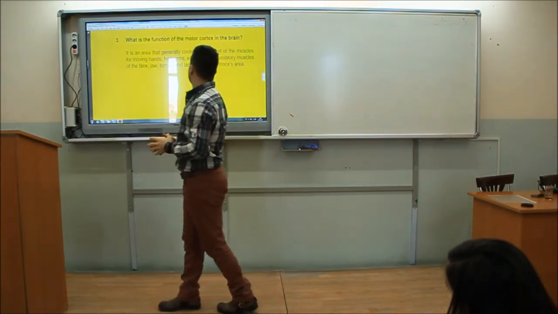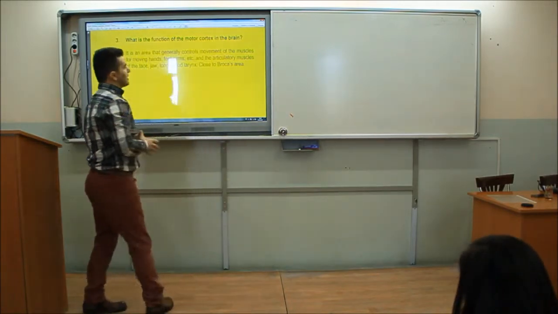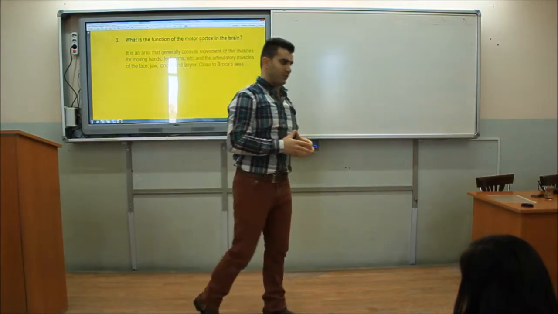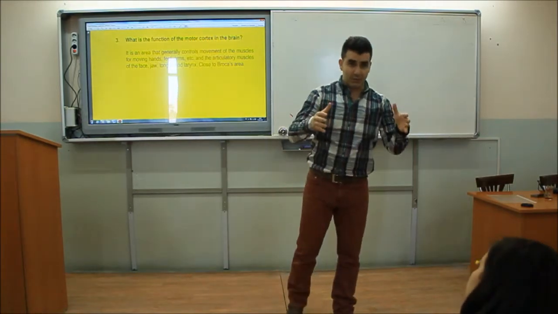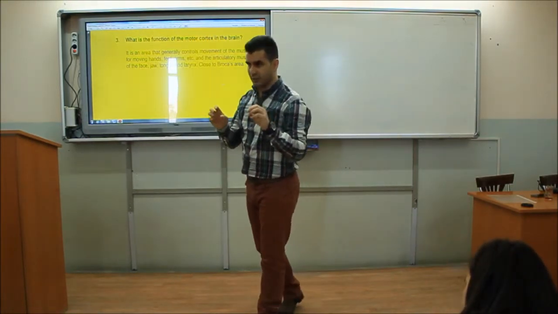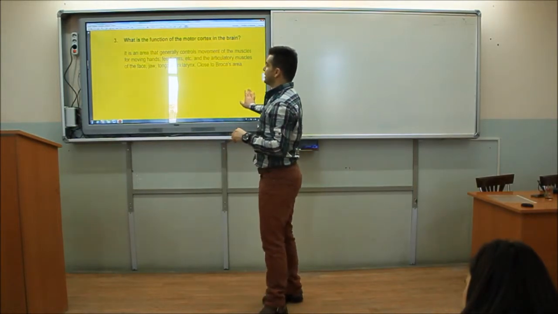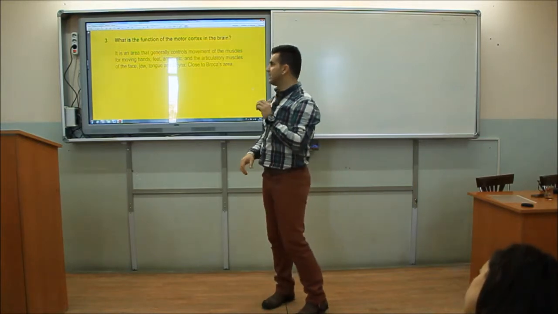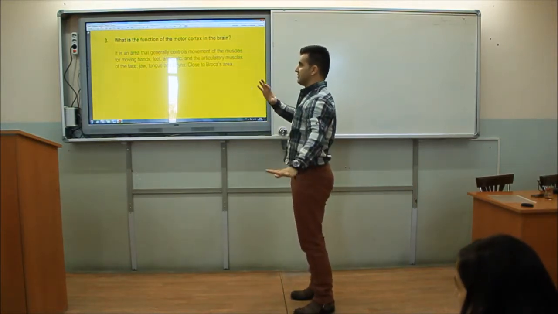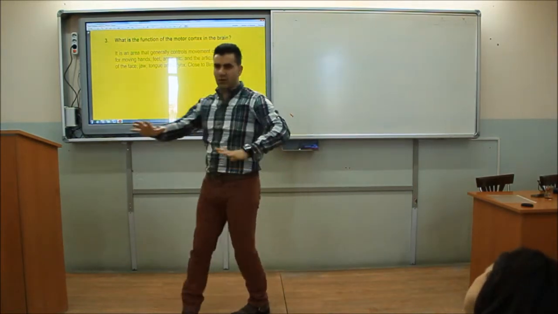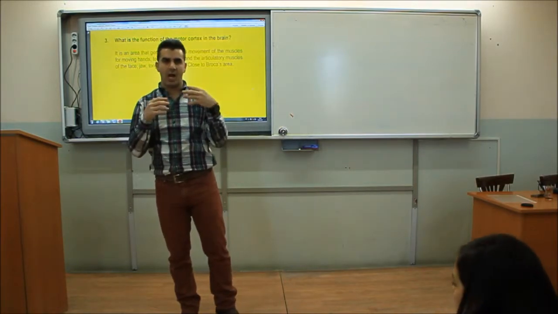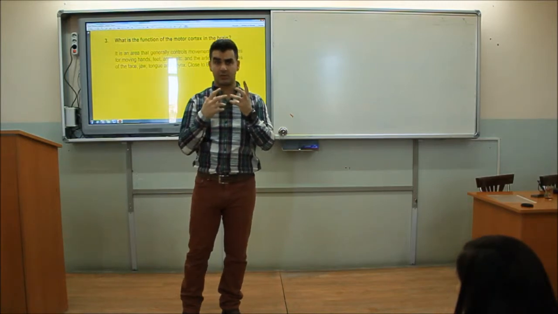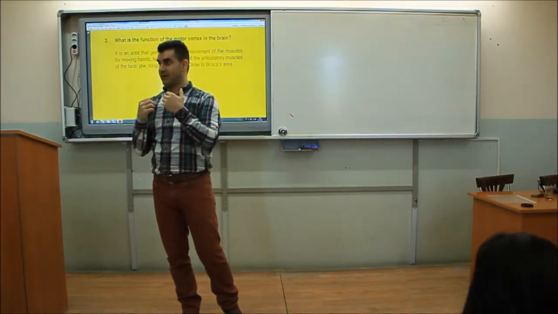What is the function of the motor cortex in the brain? Motor cortex, as it can be inferred from its name, it is motor. It moves something, right? That means it is an area that generally controls movement of the muscles, for moving hands, feet, arms. I do all these kinds of things here. Then I speak, my mouth. So these are all controlled by my brain.